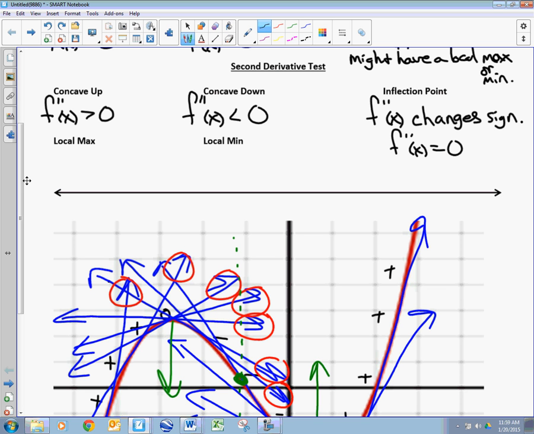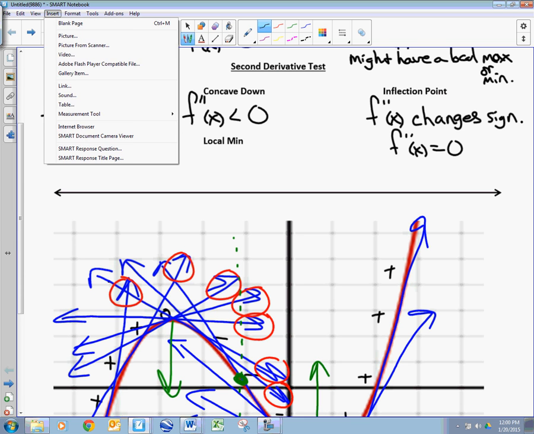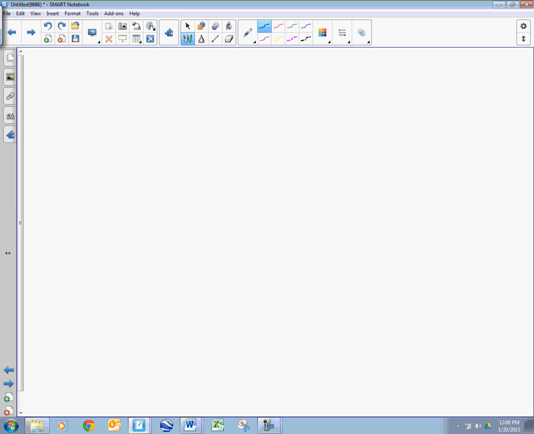Okay? So when you see f double prime of x is equal to 0, you've got to make sure that it changes from positive to negative in between. Then it's an inflection point. Here's an example of a double derivative that's equal to 0 that does not have an inflection point. If we look at y equals x to the 4th, anybody know what that graph looks like?